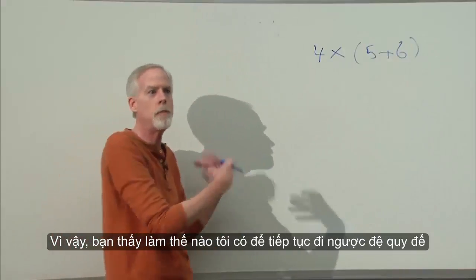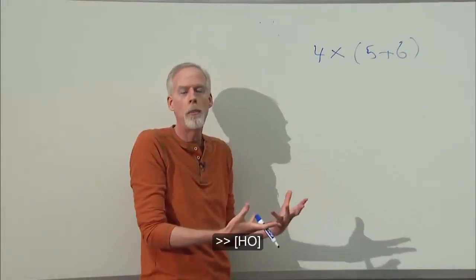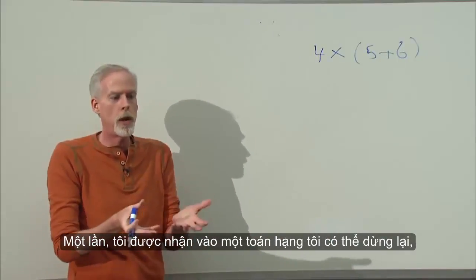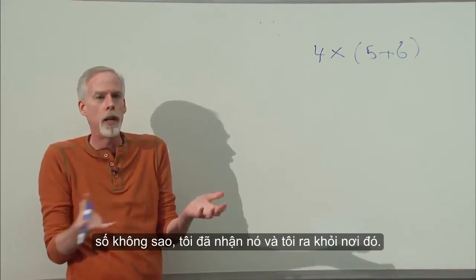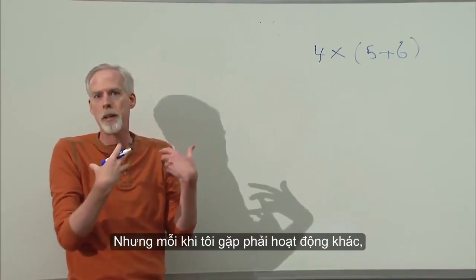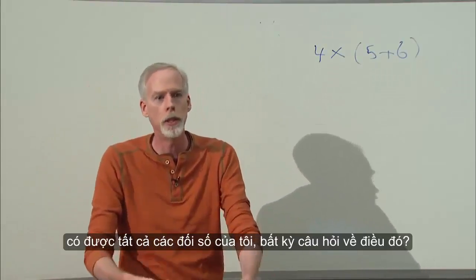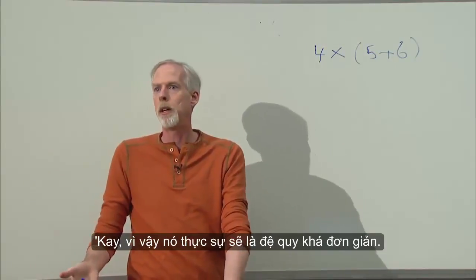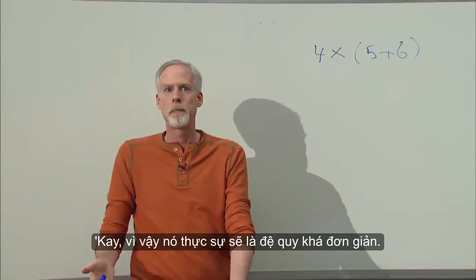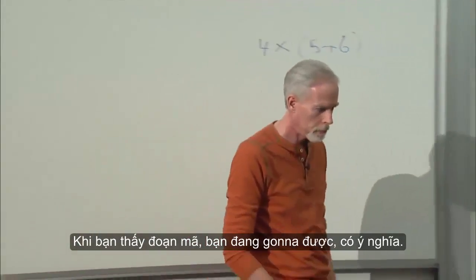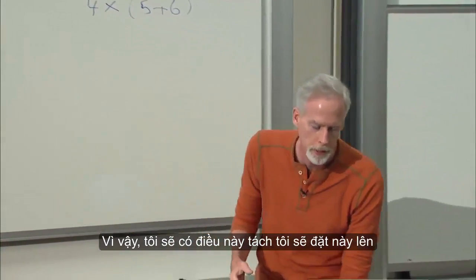So you see how I have to keep going back recursively to my evaluate to get the operands for my operations. Once I get to an operand, I can stop. As a number, I got it, and I'm out of there. But every time I encounter another operation, I have to keep going recursively to get all my arguments. Any questions about that? Okay, so it's actually going to be pretty simple recursion. When you see the code, you're going to be, oh, yeah, that makes sense.